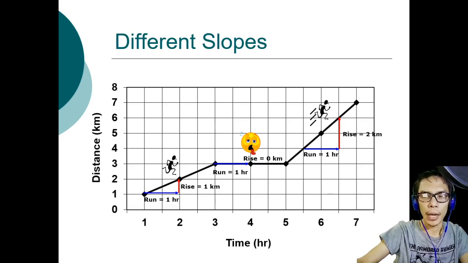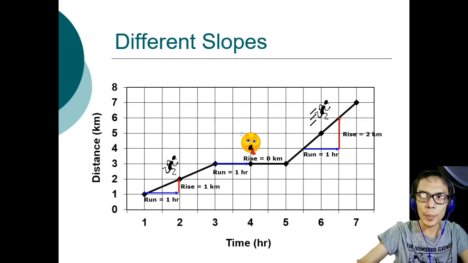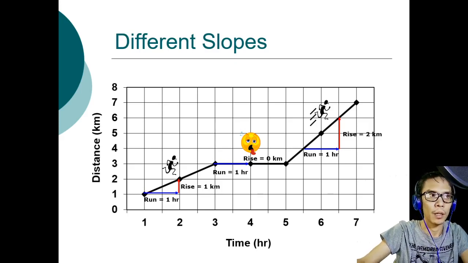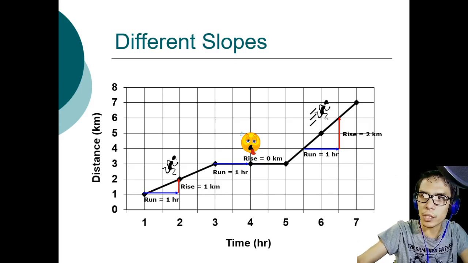So what do you have right here? You do the rise over run to compute the slope, and that's how you can compute the speed. For example, the one that we have right here, the speed here is increasing, and as well as this one, it is increasing.